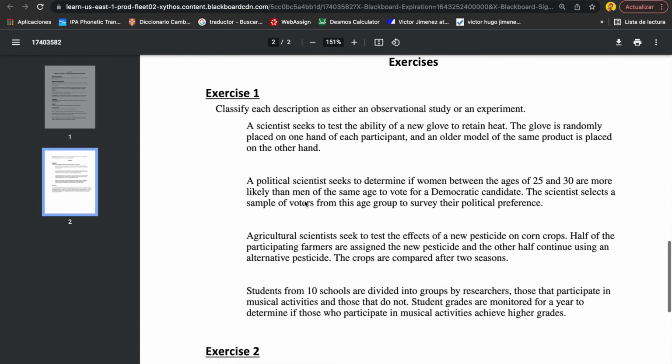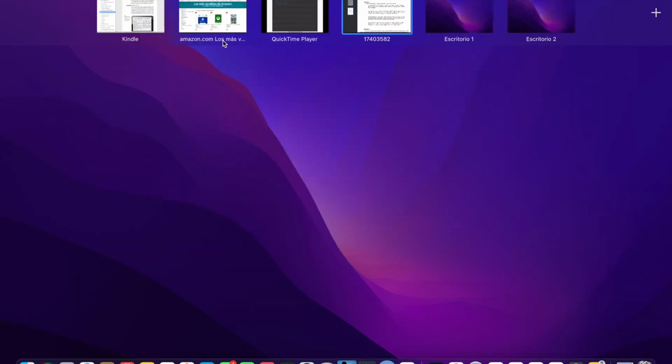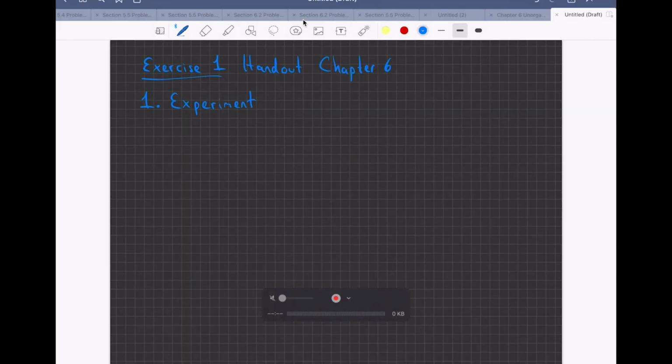Number two, a political scientist seeks to determine if women between the ages of 25 and 30 are more likely than men of the same age to vote for a Democratic candidate. The scientist selects a sample of voters from this age group to survey their political preference. This is going to be what? Observational. Number two, observational.